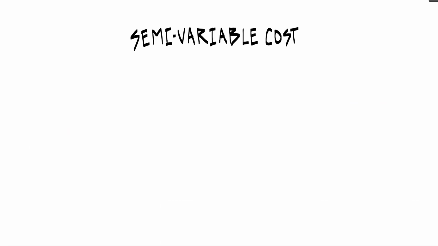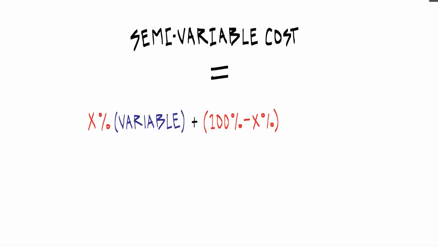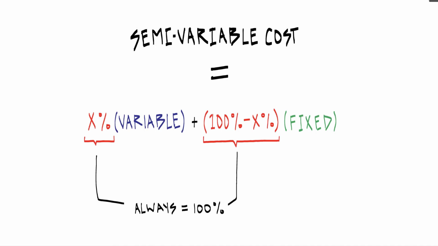Expenses that are not entirely fixed or variable are known as semi-variable costs. And the way we'll project these line items is we'll take a percentage and multiply it by our calculation for a variable cost, and then sum that with the product of 100% minus the percentage we selected previously, and our calculation for a fixed cost. And in this way we will know that the sum of these two percentages is always equal to 100%.